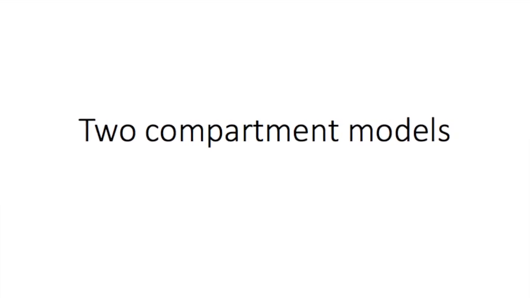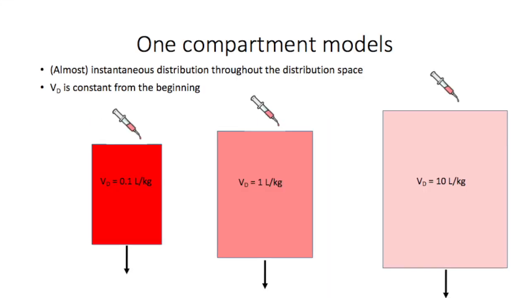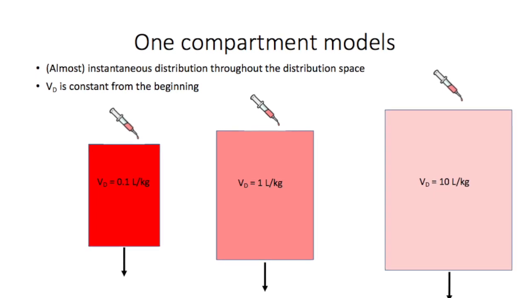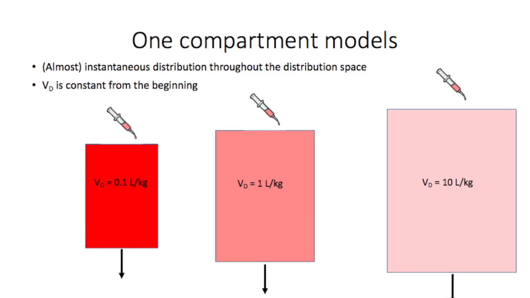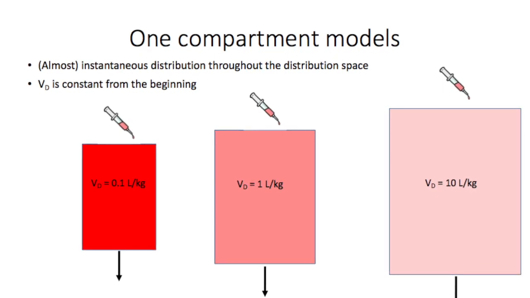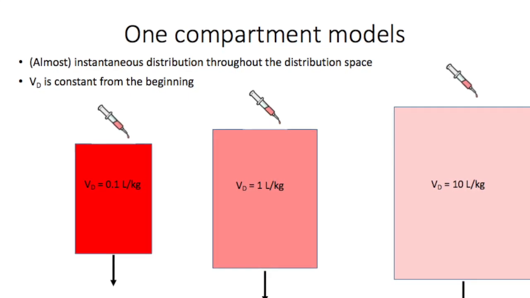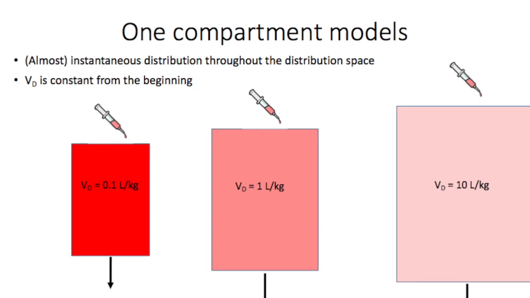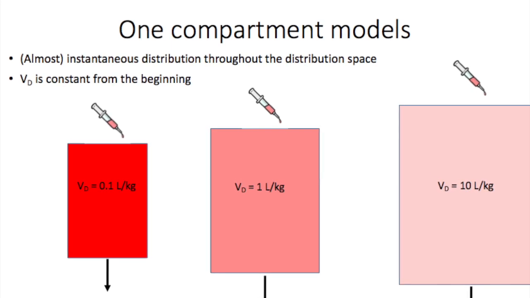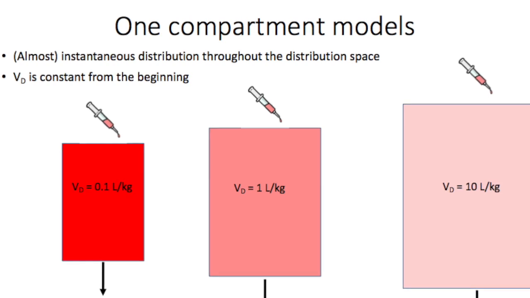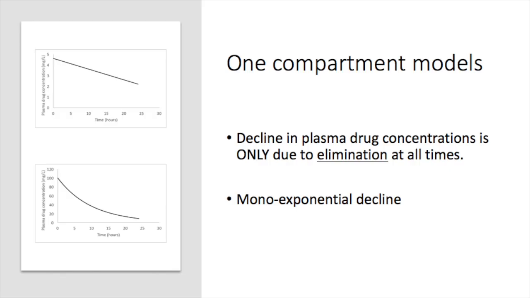This module introduces you to two compartment models and how they differ from one compartment models. When you administer a drug to an animal and the resulting plasma drug concentration time profile seems to best fit a one compartment model, this means that the drug distributes rapidly wherever it is destined to go in the body. In other words, distribution is essentially instantaneous, and the volume of distribution is a constant value that reflects the extent of the drug's distribution.